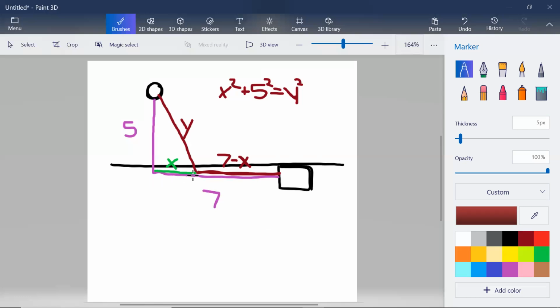Since we have a right triangle, the Pythagorean theorem works, and therefore the miles that we travel along the water is going to be Y. The miles we travel along the land is going to be 7 minus X. Let's plug that into the equation that we've created.